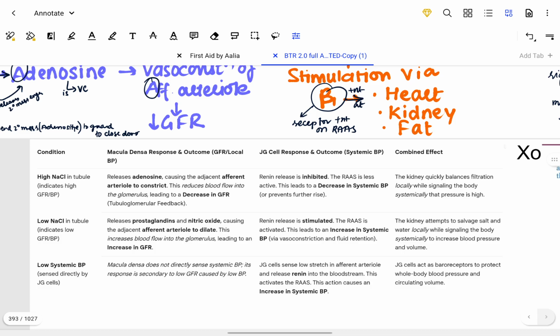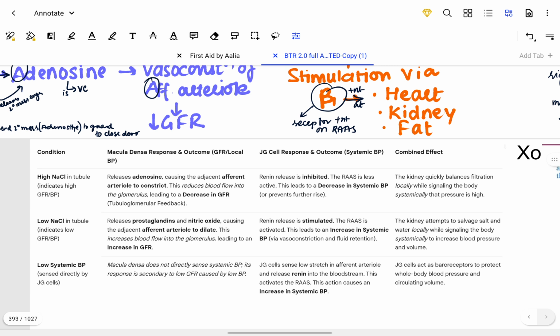Then in case of low systemic blood pressure, okay, so macula densa does not directly sense the systemic blood pressure. Its response is secondary to the low GFR, which is caused by the low BP. Okay, both are correlated together. Low GFR, low BP, high GFR, high BP. So, but JG cells sense them.